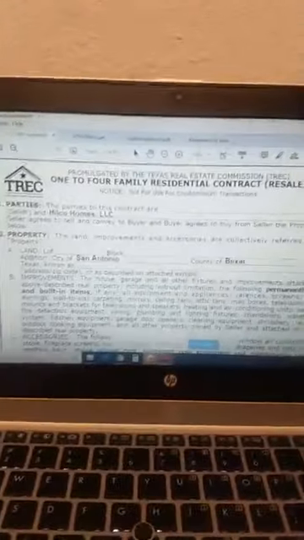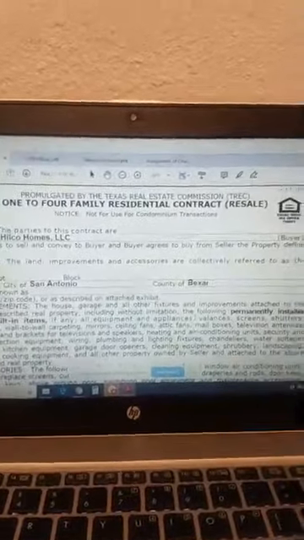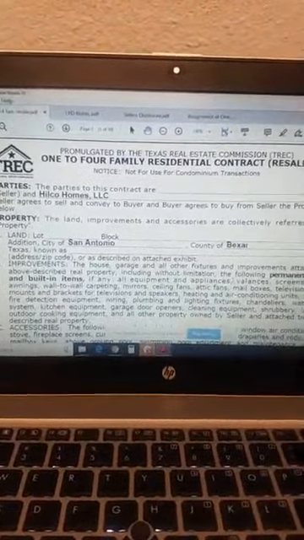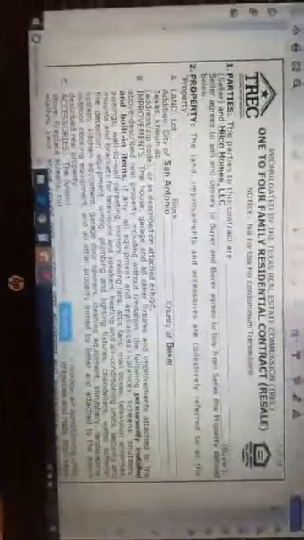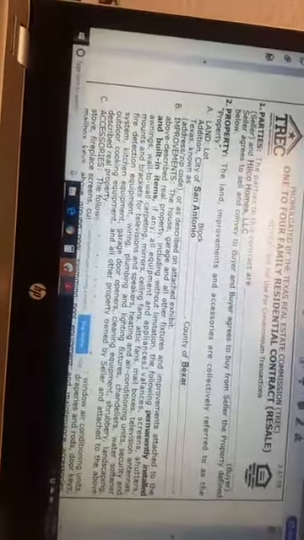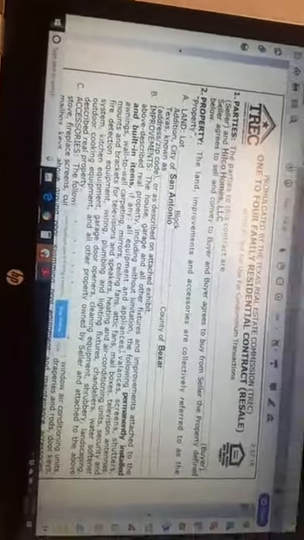we'll start off with the 1 to 4, and here we go. All right, so this is the 1 to 4 residential contract resale. This is the first page, first clause. I'm going to turn it this way. Does that work? All right. Let me put it up this way.